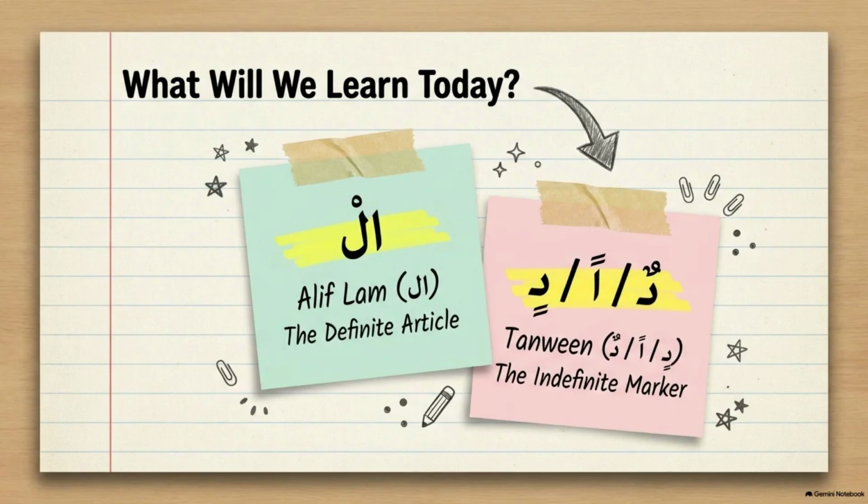Well, take a look at these two colorful sticky notes. They represent our entire roadmap for this class. On the left, in green, we have alif lam. That's the definite article. And on the right, in pink, we have tanween, the indefinite marker. Let's make sure we hold on to that thought. Alif lam is the definite article, and tanween is the indefinite marker. These two little concepts are quite literally the building blocks of Arabic nouns. If you can understand these two sticky notes, you've just unlocked a massive part of the language.